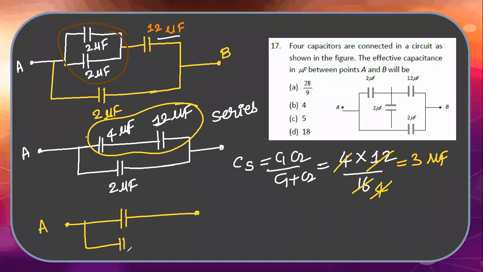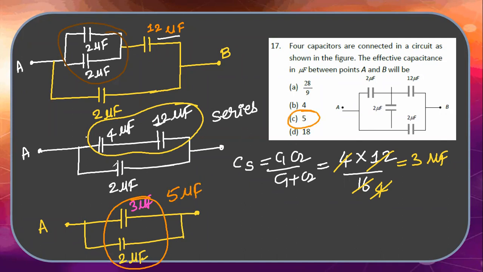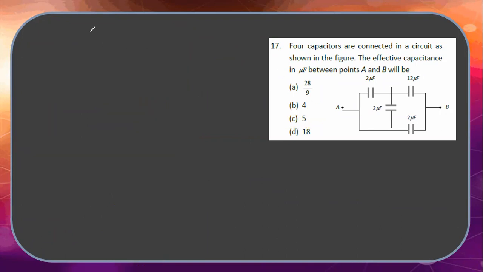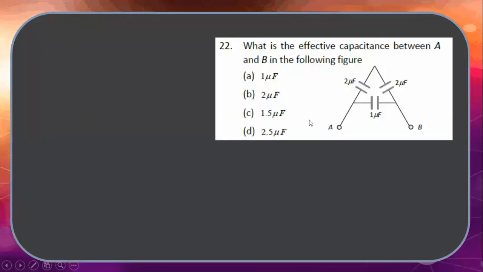Redrawing this, A, and down 2 microfarads is there. Then this is 3 microfarads. The 2 microfarads and 3 microfarads are in parallel. 2 plus 3 is 5. 5 microfarad is the answer. Right, next. This is like this.